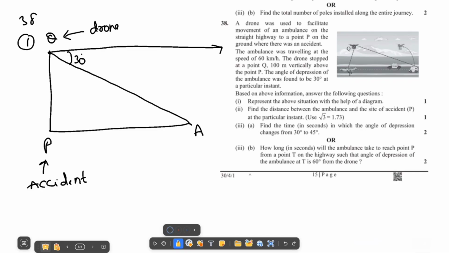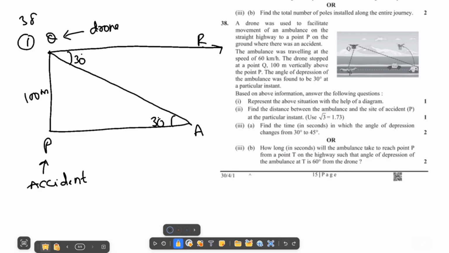So if it is 30, then here the angle is also 30 degrees because they are alternate interior angles. That means this line, let us think this is line QR. This QR line will be parallel to PA, and this QA is the transversal. So the angle at Q is 30 degrees, the angle at A is also 30 degrees because they are alternate interior angles. And the drone is 100 meters above the accident point. So this QP distance is 100 meters. So this is the problem for the given situation.